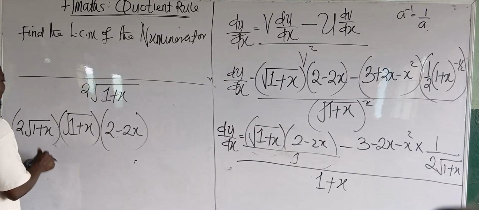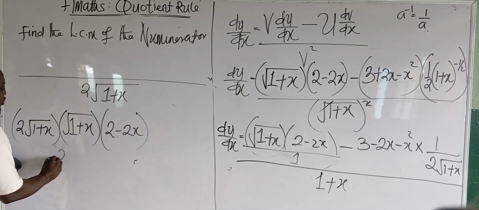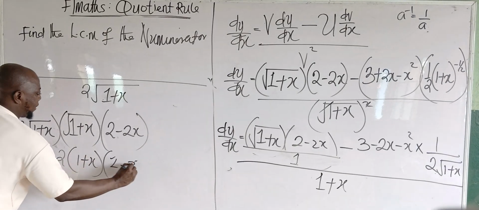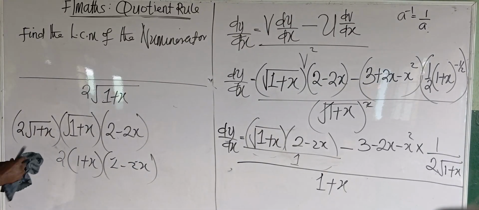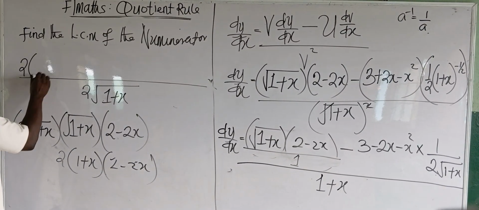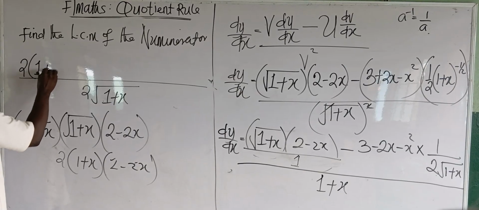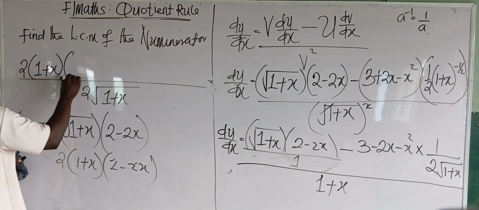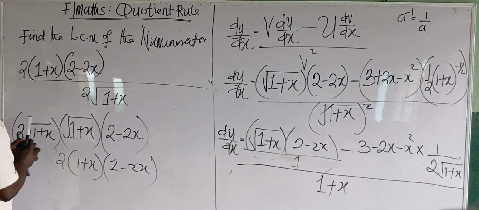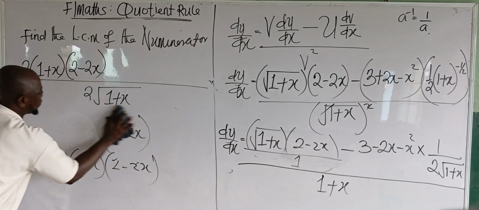So from this point, if I do this one now, remember there's 3. I'll have 2 into bracket, 1 plus x here, and I'll have this 2 minus 2x here. That's what I'm going to have. So from this point, write this one here: 2 into bracket, 1 plus x here, and 2 minus 2x here. So this is what I'm having here. I'll take this one off.